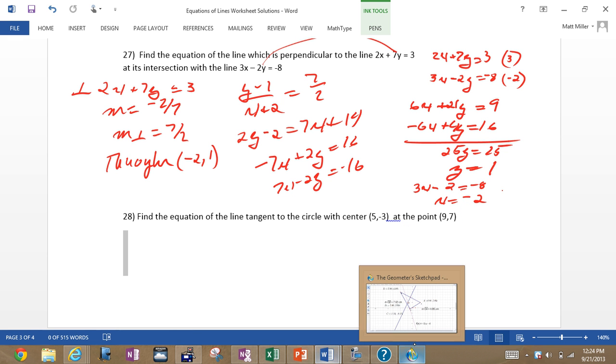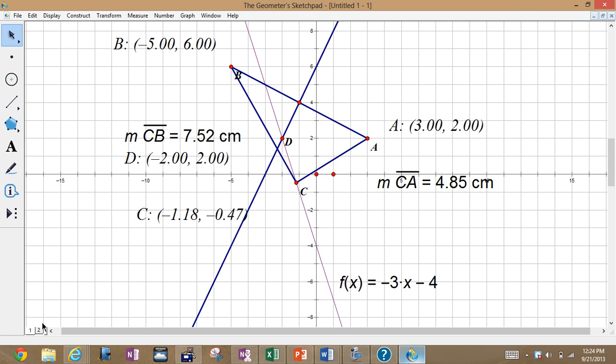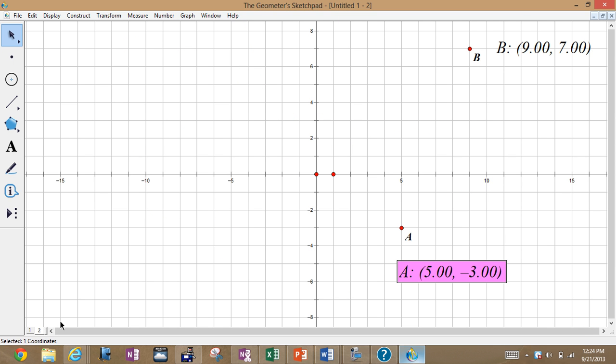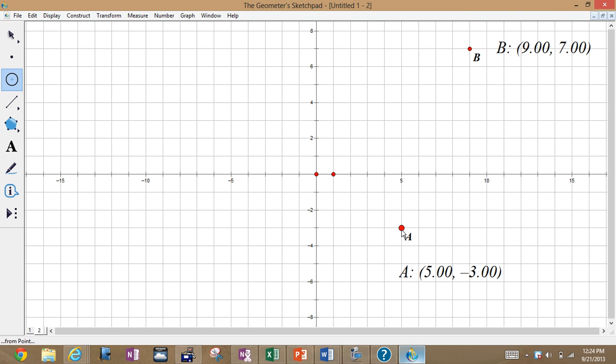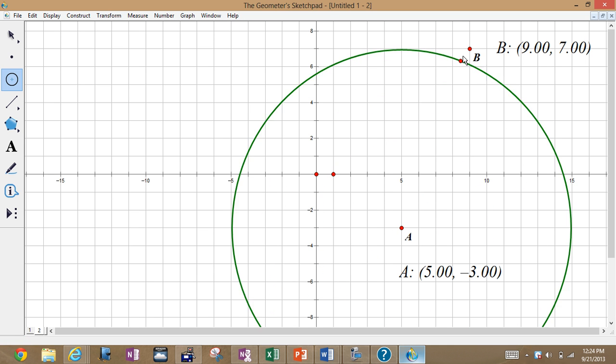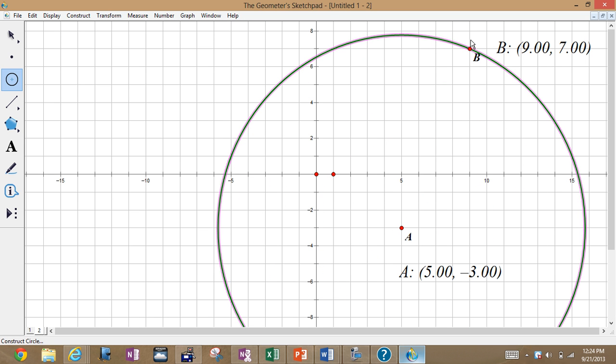7. I'm going to call on Sketchpad again for this one. Okay. And what we have here is the circle with its center at 5, 3. I'm going to draw the circle reaching out to point B. Now, there's a notion of geometry. So what do I want? I want the equation of the line that goes through that point and this point up here, essentially.